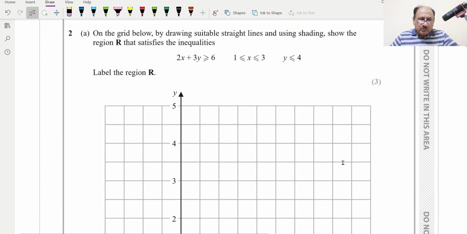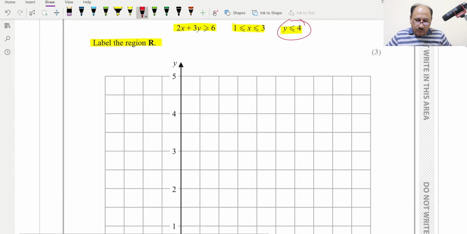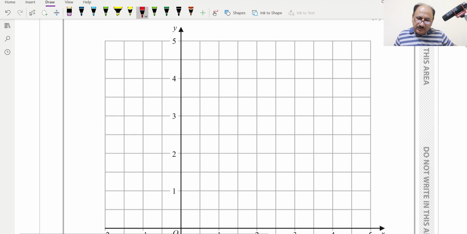Question number 2 is on the grid. On the grid below, by drawing suitable straight lines and using shading, show the region R that satisfies the three inequalities provided. Label the region with R, and this is a 3-mark question. First of all we will go through y is less than or equal to 4. The y value should be less than or equal to 4.